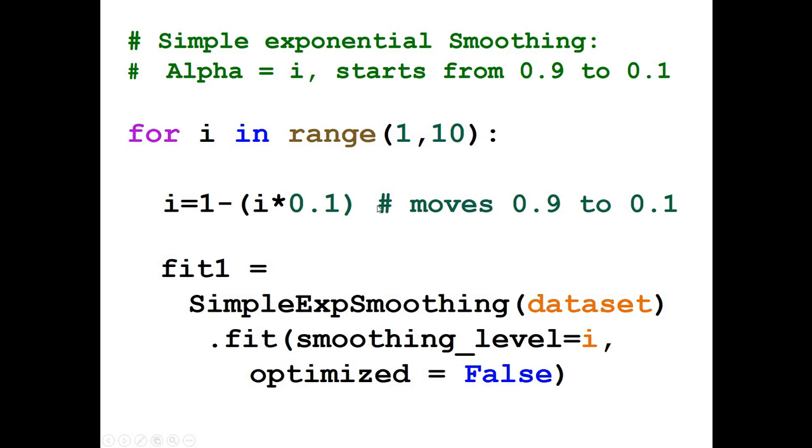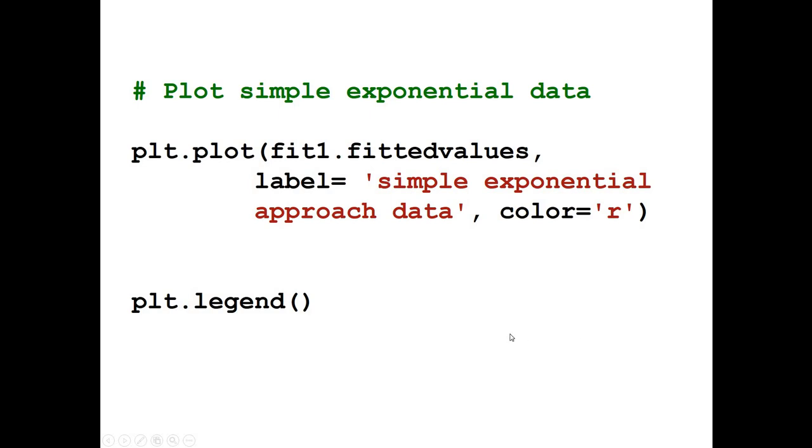In the next iteration, when i is equal to 2, 2 multiplied by 0.1 is 0.2, and 1 minus 0.2 becomes 0.8. Like that it will vary, so the value will vary from 0.9 to 0.1. That is nothing but our alpha. That value is being passed here as the smoothing level, and you are plotting that simple exponential smoothed data in this particular case.